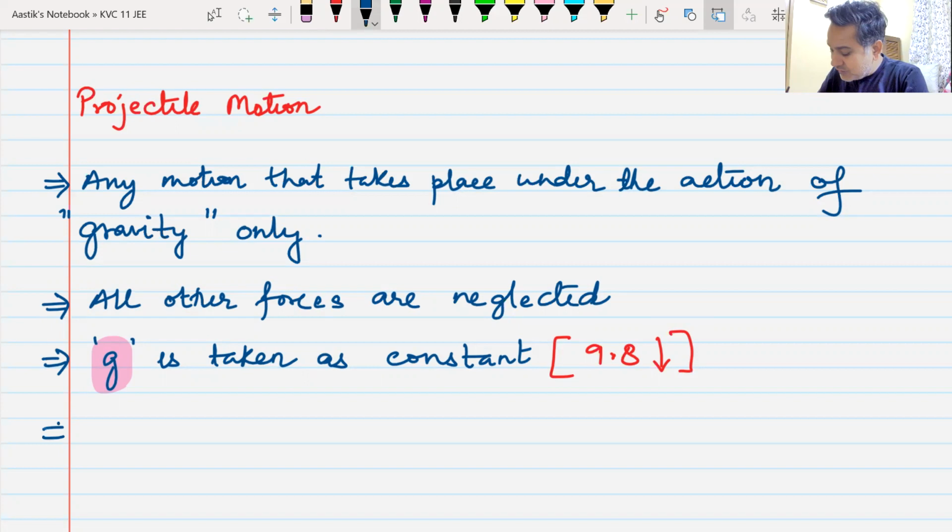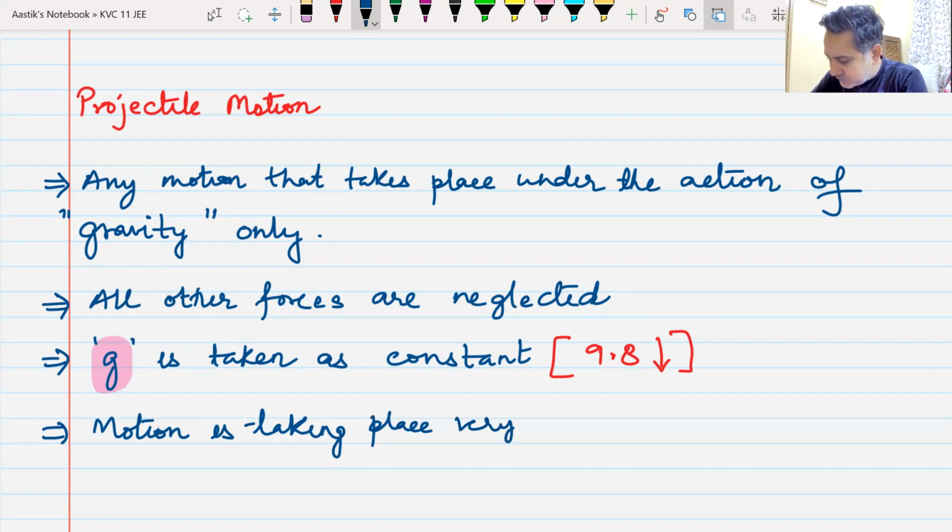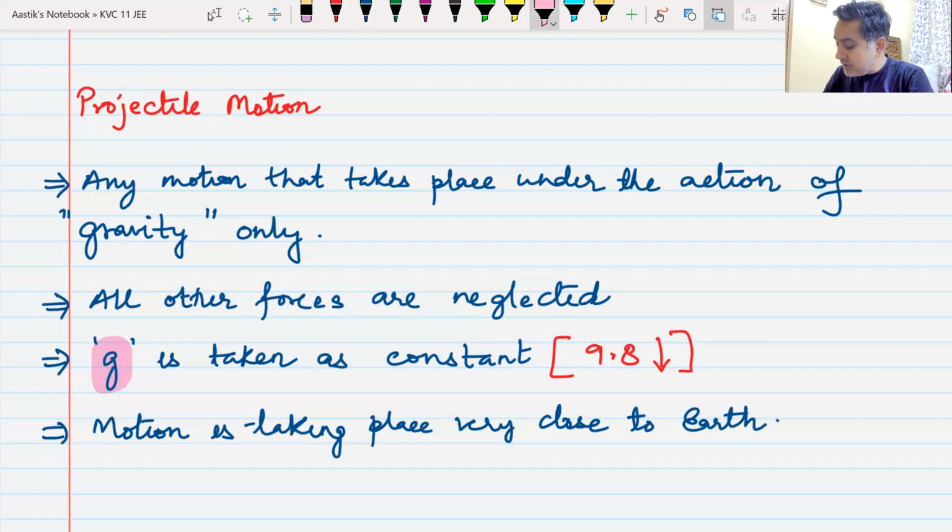Okay. And you can also write that the motion is taking place very close to Earth, because that will come in the gravitation chapter. Now, why do you want the motion to take place very close to Earth? Because then only we can take G as constant. G can only be taken as constant if the motion is taking place very close to Earth.